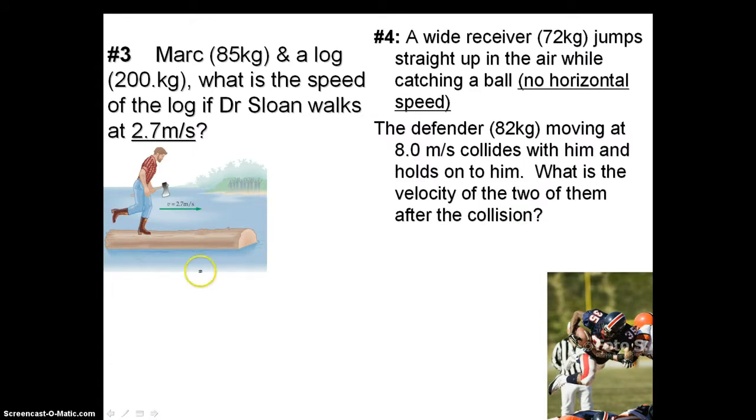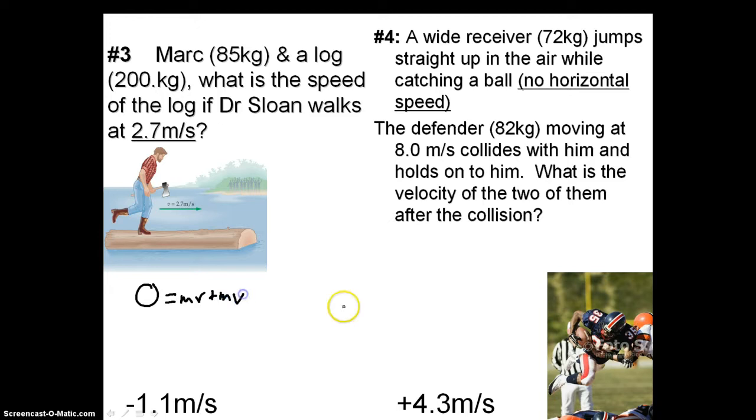Try these two problems out. We'll slap the answers up for you. There's the answers. So, Dr. Sloan, before they have no momentum, afterwards they both have momentum. And so 0 equals 85 times his velocity, and he walks at 2.7. The log is 200, and solve for V.